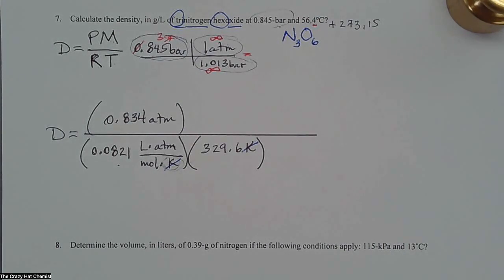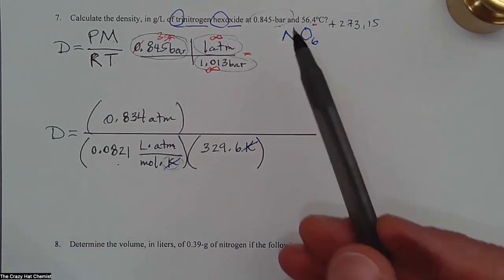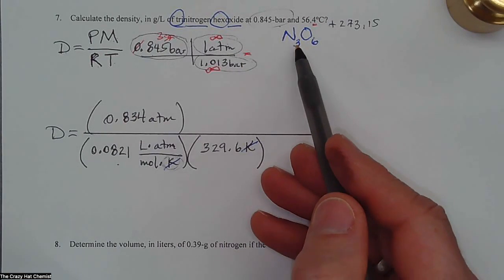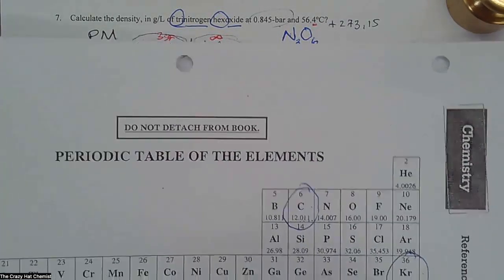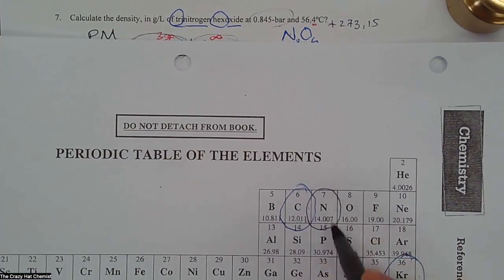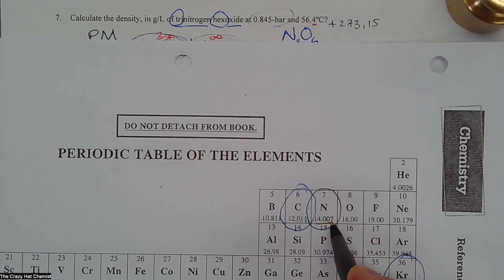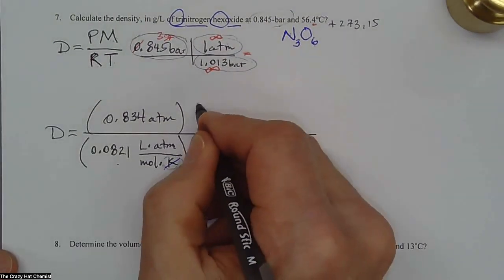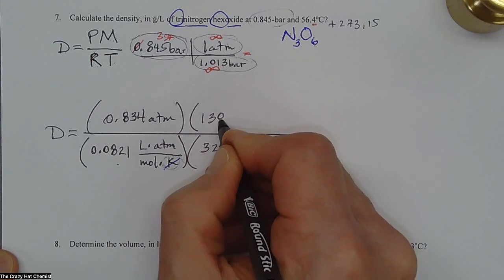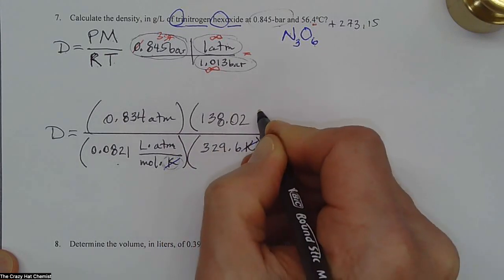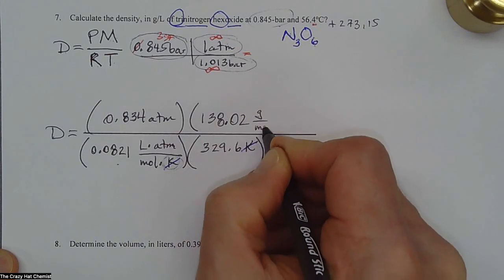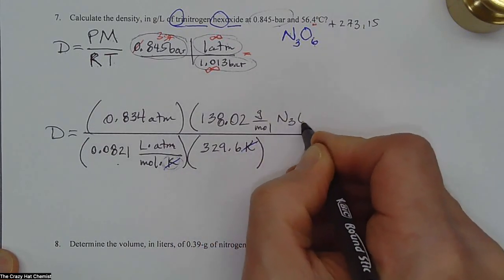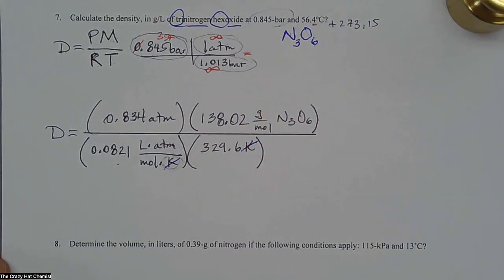Then the next thing that we're going to do is pull out our periodic table, and we're going to calculate the molar mass. That's the M portion of this, the molar mass of trinitrogen hexoxide. So that is 3 times 14.007 plus 6 times 16.00. I'm going to round to 2 decimal places. And that value is going to be 138.02 grams per mole of N3O6.